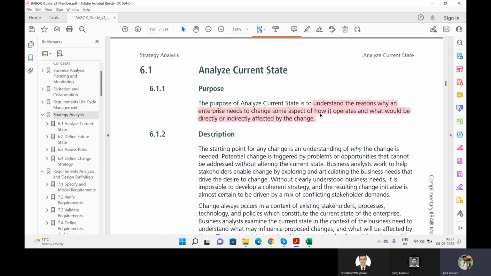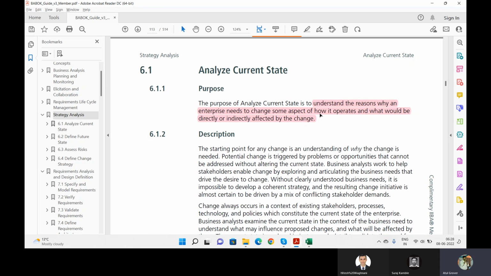Matlab ki in simple words, if I say why you want to become a BA, how you work at this point of time, and if you become a BA, how you are going to be directly or indirectly affected by this. Maybe if you become a BA, your workload will be increased drastically. No work-life balance. You have to put in a lot of sleepless nights. So that is the current state. That is the meaning of the current state. Analyzing the current state. Why do you want to do this thing?